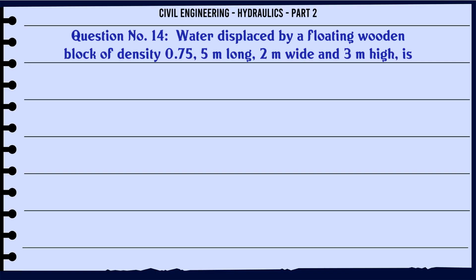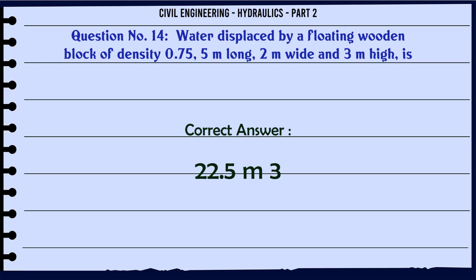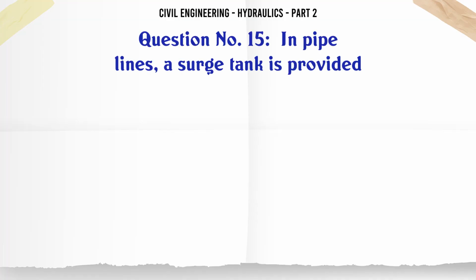Water displaced by a floating wooden block of density 0.75, 5 m long, 2 m wide and 3 m high is A. 17.5 m³, B. 20.0 m³, C. 22.5 m³, D. 25 m³. The correct answer is 22.5 m³.